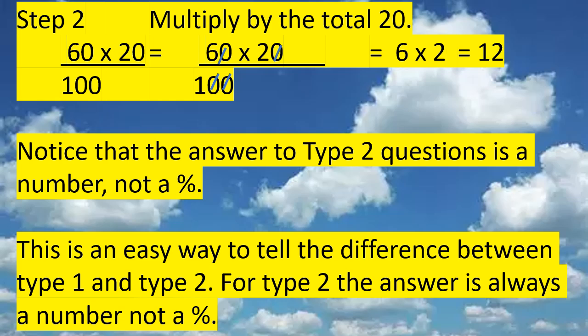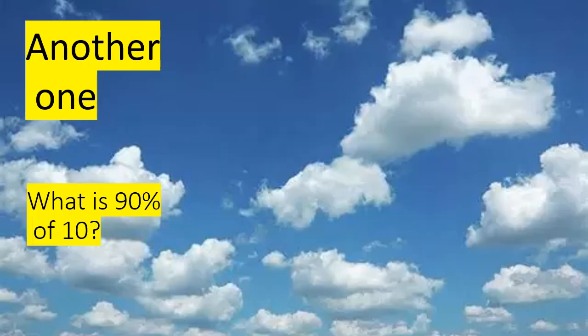12, not 12%, yeah? And this is what you notice about type 2 questions: the answer is a number, not a percent. So we're saying what is 60% of 20? If you like, you could say what number is 60% of 20? The answer will be a number, not a percentage. So this is the easy way again to tell the difference between type 1 and 2. For type 2, the answer is always a number, not a percent. Okay, let's do another one.